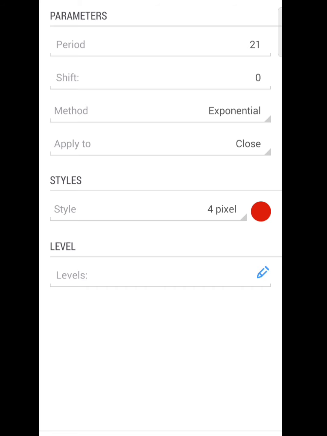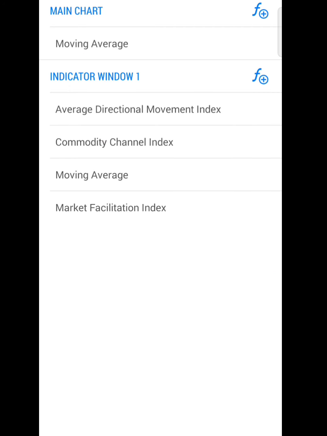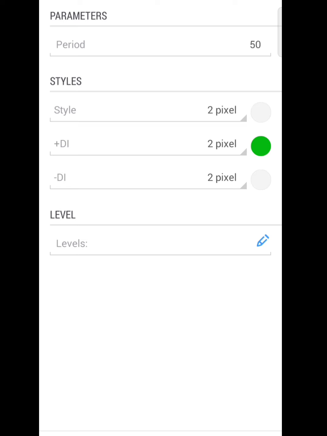So this is the moving average: period 21, shift 0, method exponential, apply to close. The style is 4 pixels. You can use the color red, then you click done. So guys, what you need to understand is that you can simply take a screenshot in order for you to get the parameters. As I click on it, you can take a screenshot.